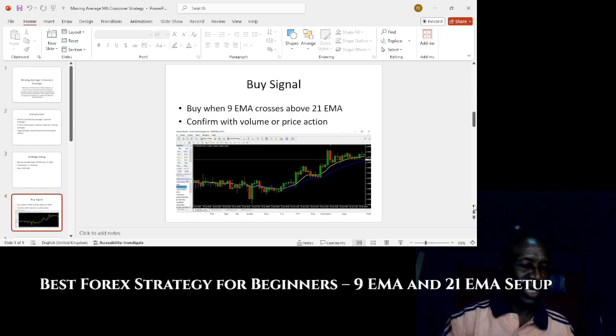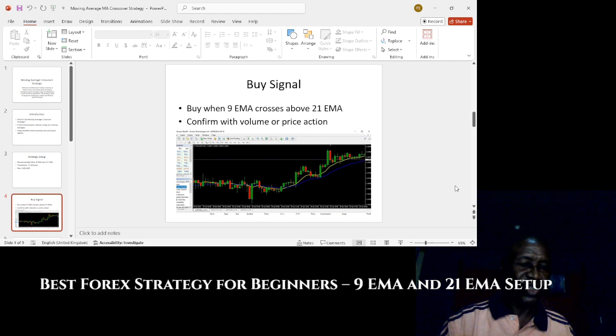So you see the buy signal. This is the chart setup. For a buy signal, you buy when the 9 EMA crosses above the 21 EMA. This yellow is the 9 EMA. Once it crosses above the blue EMA, which is the 21 EMA, you buy, confirmed with volume or price action.